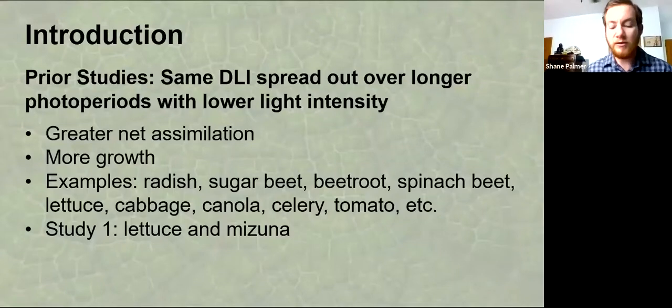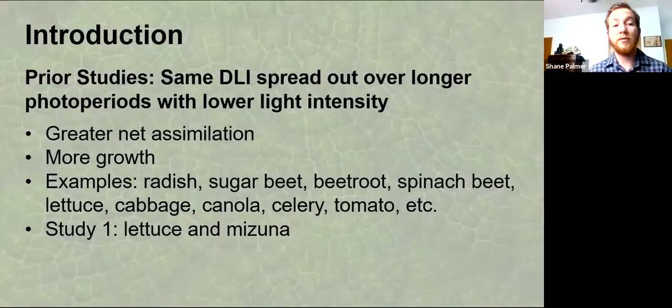So in this third study, I'm looking at biomass allocation of these same three subspecies, but now in photoperiod treatments. I want to do a similar photoperiod study where I'm spreading the DLI out over a longer period of time with lower light intensity.